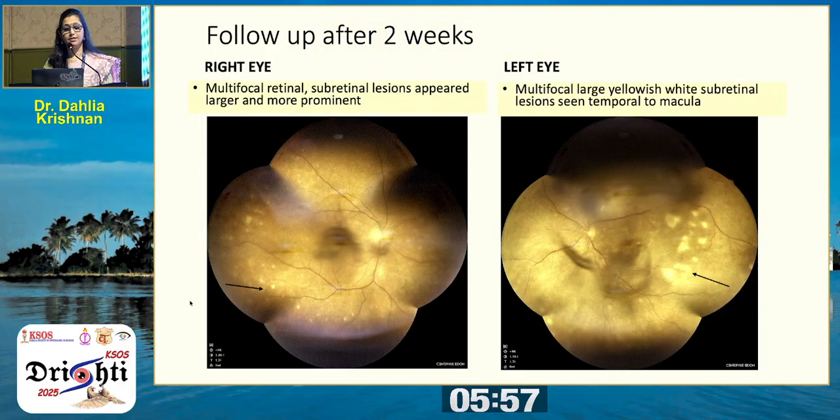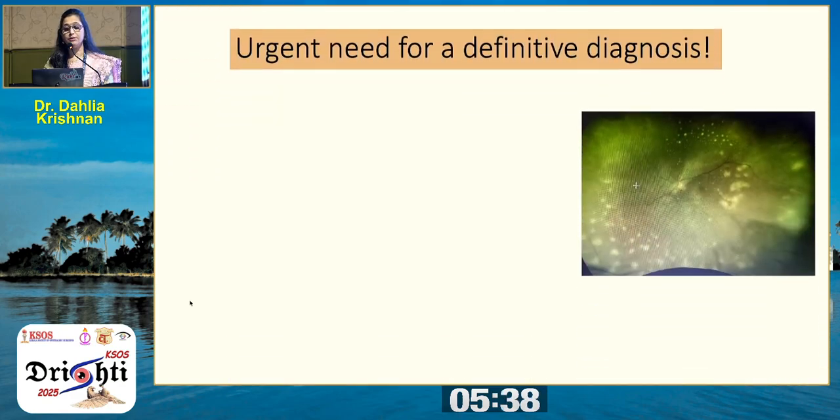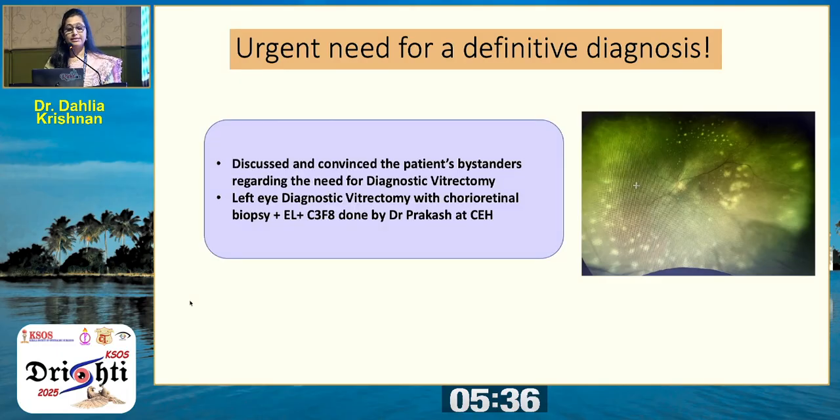The patient came for follow-up after 4 weeks. Now the multifocal lesions had increased in size. Especially in the left eye, we could see large lesions temporal to the macula. On the OCT, the sub-RPE deposits had increased and become more extensive. So now there was an urgent need for a definitive diagnosis. We discussed and showed all the scans, and the bystanders were convinced regarding the need for diagnostic vitrectomy. We also advised a second opinion with Dr. Prakash at Combrist, and he did a diagnostic vitrectomy with chorioretinal biopsy.